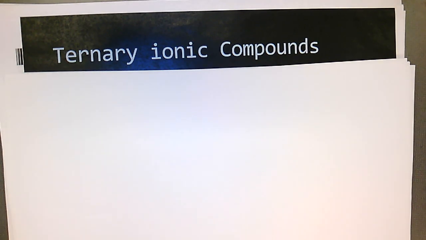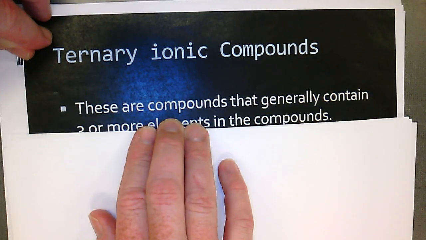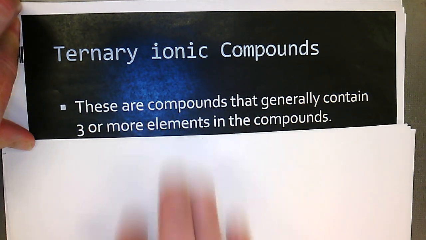All right, this section is on ternary ionic compounds. If you recall, last section was binary ionic compounds. What did binary mean? Two. Yeah, so there's two elements in binary compounds. What do you think ternary is going to be? Three. It's like the third level or something like that is what it really means.